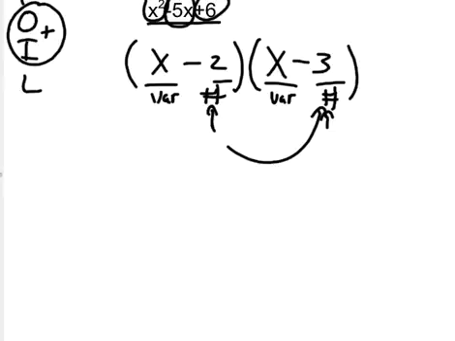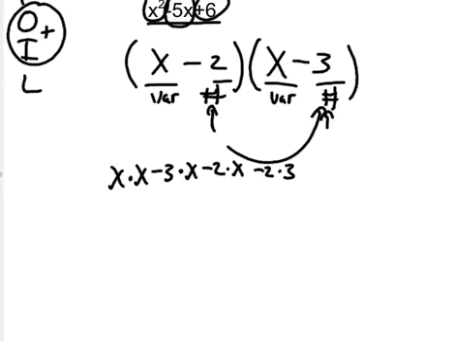So let's start by doing first. That's x times x. And then I'm going to do the outside. So that would be x times negative 3, so that would be negative 3 times x. And then I'm going to do my inside, so that's negative 2 times x. And then I'm going to do my last, which is negative 2 times negative 3.